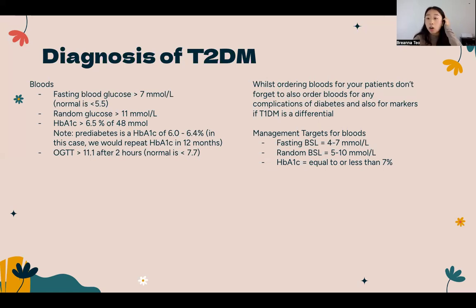And you might see that in an older population group, they're a bit more lenient with the HbA1c being a little bit higher. That's just because of the risk of hypoglycemia. And we don't want them having falls if we can avoid it.